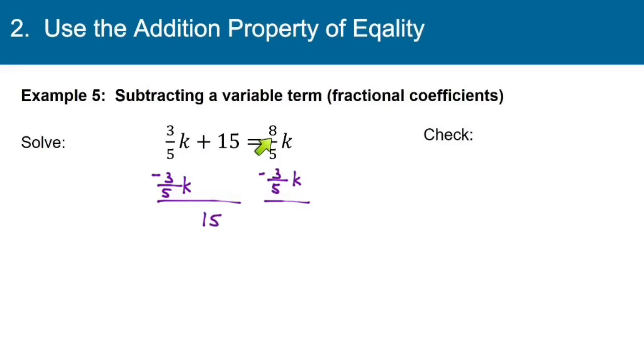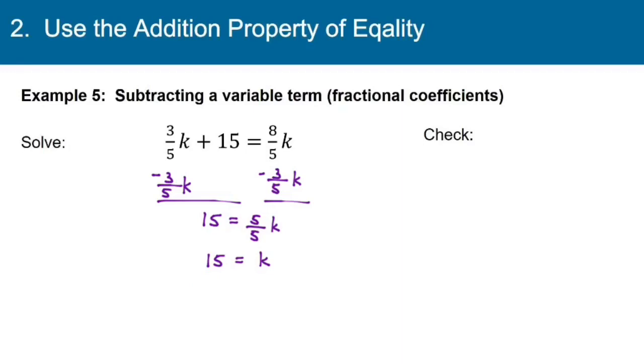Now on the right side we have 8/5 k minus 3/5 k, and that gives us 5/5 k. Now you know 5/5 reduces to 1. So what we have here is that 15 equals 1k, or we could just write 15 equals k. So that's our solution. And now what we should do is check it.